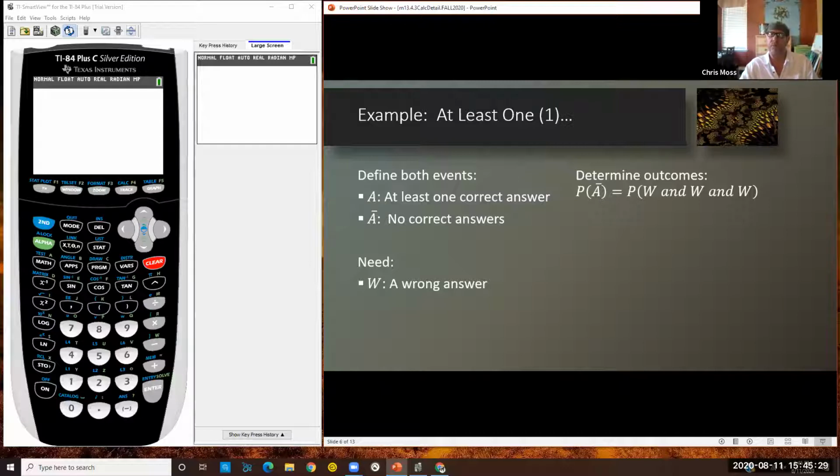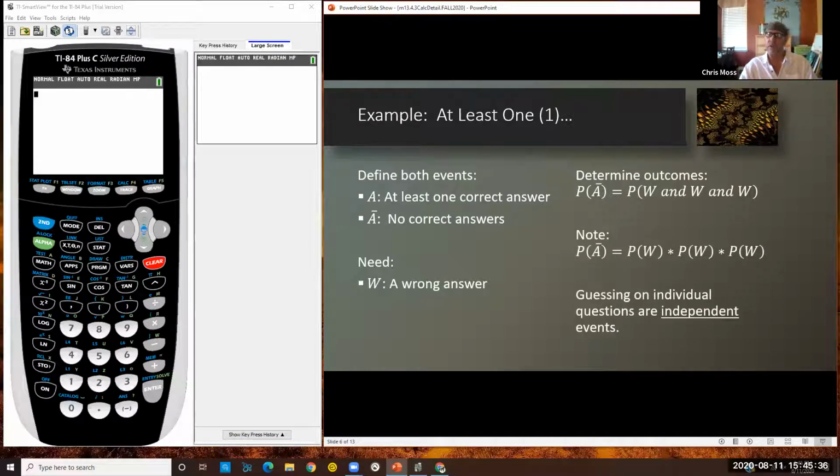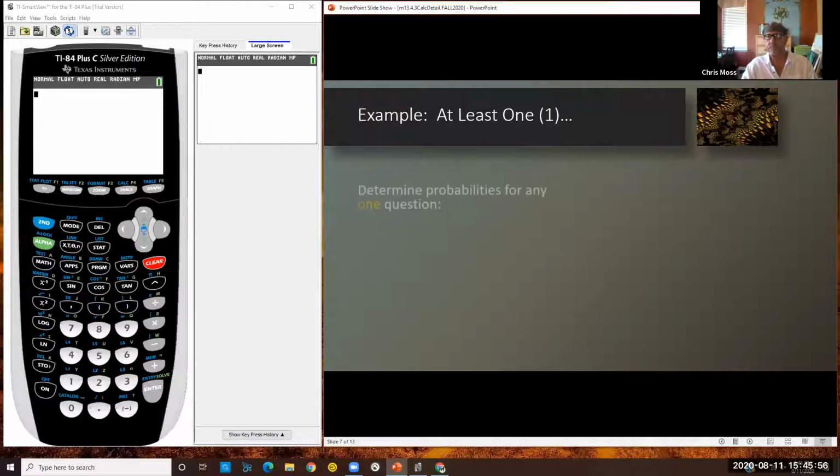So this is an example of the multiplication rule. P of W and W and W. And I'll note that the probability of A bar can be put into a straightforward multiplicative form. And I can do this because when we guess on individual questions, these are independent events. And I can multiply probabilities together directly with independent events.